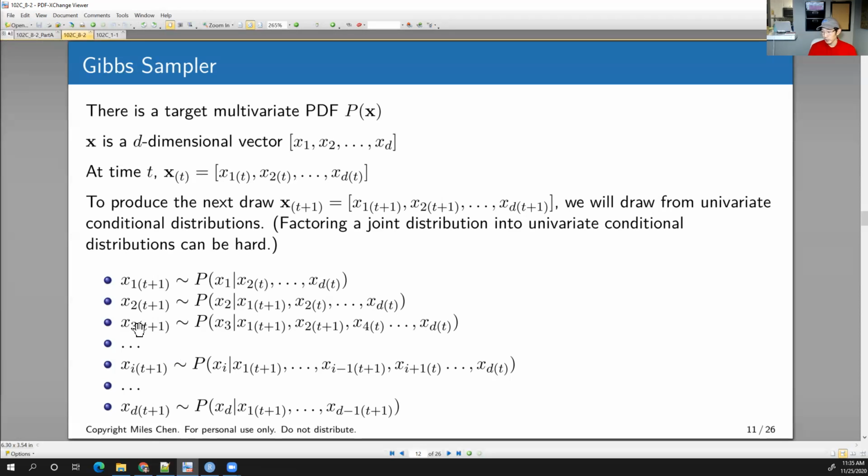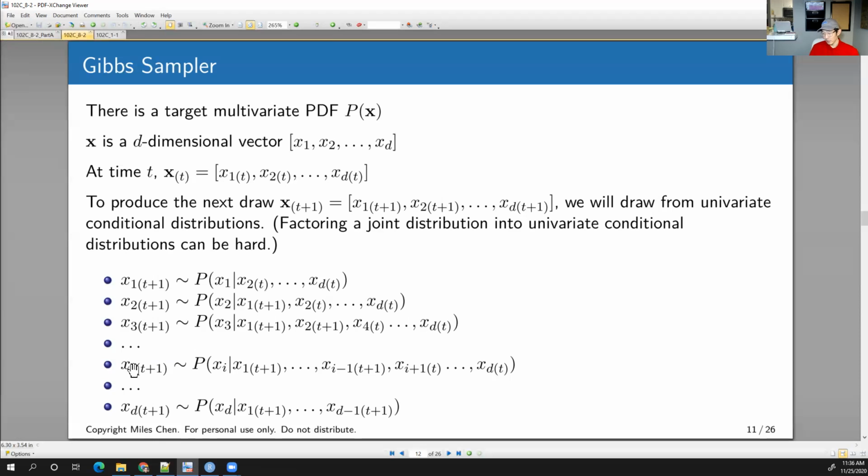Okay. X3 at time t plus 1 will be drawn from the conditional distribution of x3 given x1 at time t plus 1, x2 at time t plus 1, and then because these are the newest values that we have for x1 and x2, we haven't drawn a newer value for x4 than x4 at time t. So x4 at time t is our newest value for x4, and we use the newest values that we have for all of the other variables which haven't been redrawn yet. So this is going to be the conditional distribution here.